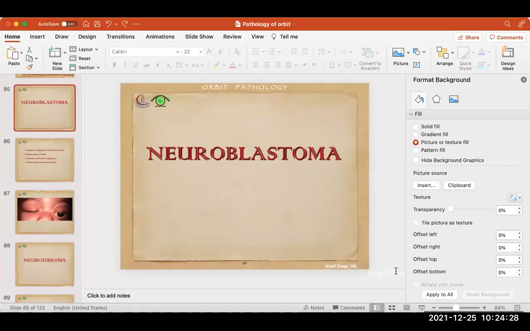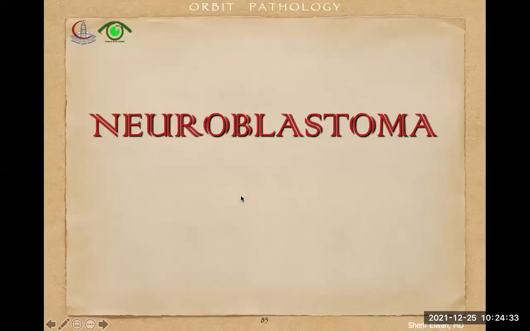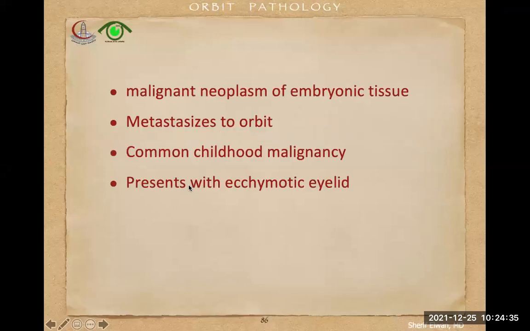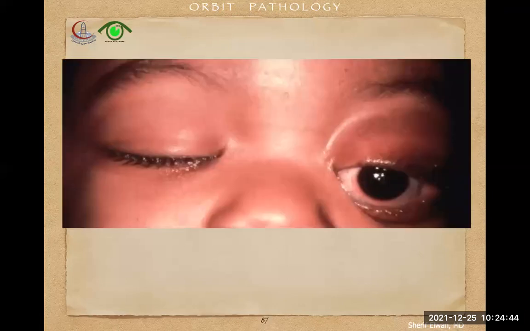I read neurofibroma as neuroblastoma, I'm sorry. So a neuroblastoma is a tumor that originates from the embryonic neural tissue that metastasizes to the orbit. It's a common childhood malignancy and presents with ecchymotic eyelids.